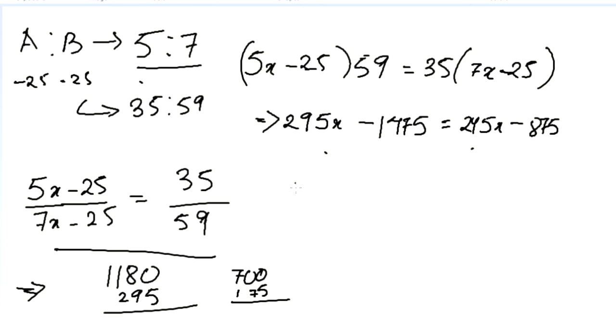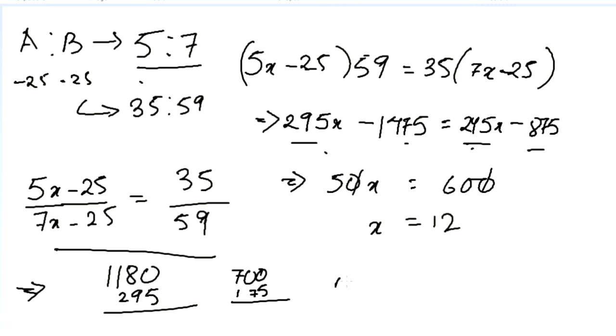So just look at that. It's 295 and 245. Just subtract there from there. It's 50x. Same thing here, you get 875 and 875. So x will be how much? 600 cut by 5 is how much? 12. So you get x is 12.